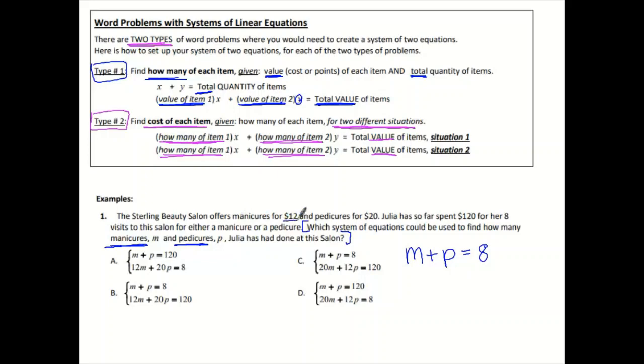It costs $12 for a manicure. So I'm going to say 12M plus, it costs $20 for a pedicure, plus 20P. And notice that I measured this in dollars and this one in dollars. So that means my answer should be in money. And she spent $120. So when you're doing your value one, always check to make sure that the measurements match. So now let's see. Answer choice B, M plus P equals 8, 12M plus 20P equals 120.